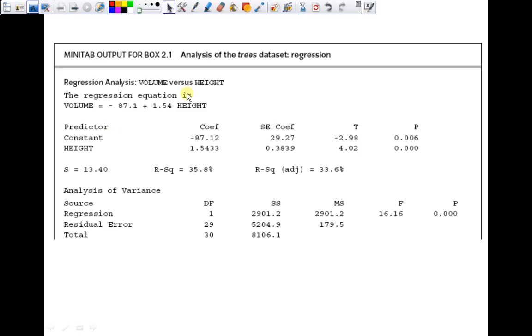This is one sample line, and we're looking at the height of a tree versus the volume of a tree. Height is the x variable, or the independent variable, and volume is the dependent variable. Now this is the slope of our sample line, 1.54. Notice that you see 1.54 times x, which is the height, in our equation, plus my y-intercept. So this is my y-intercept here.